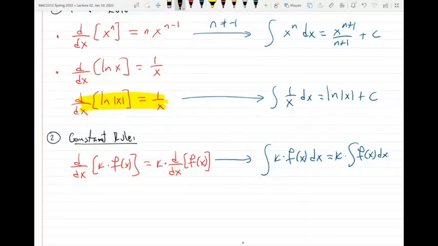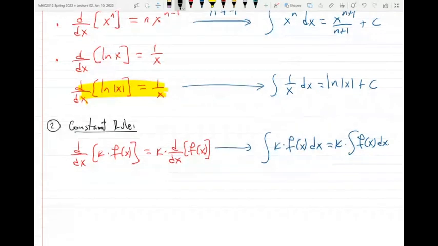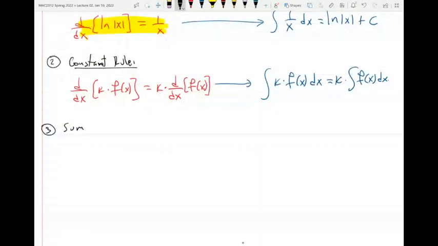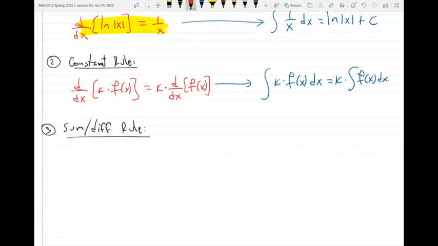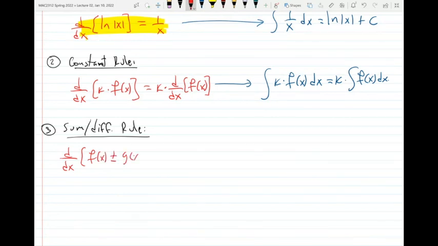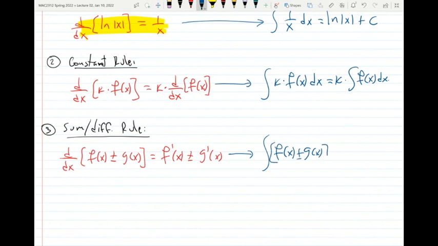Okay? So constant rule, and I'm going to put here also, number 3, sum difference rule. So you know that the derivative of the sum or the difference of two functions equals, I'm going to use primes here, the sum or difference of the derivatives. Therefore, the same thing translates to integration. So if you integrate the sum of two functions or the difference, that's going to be the sum of the integrals or the difference of the integrals.